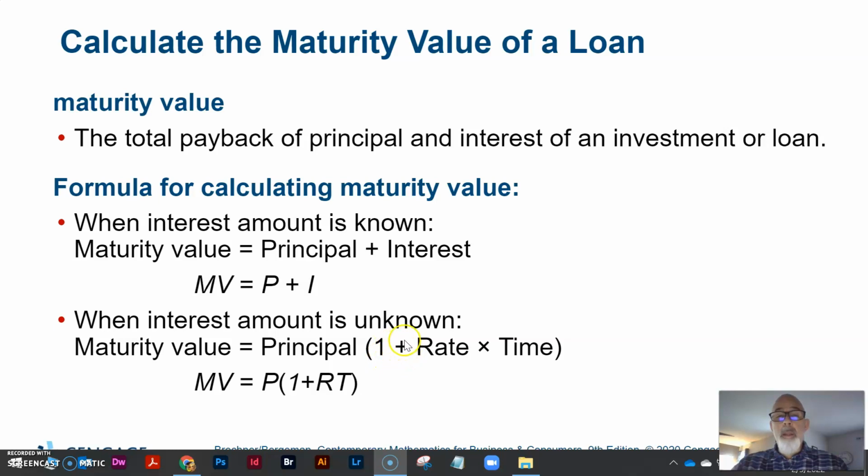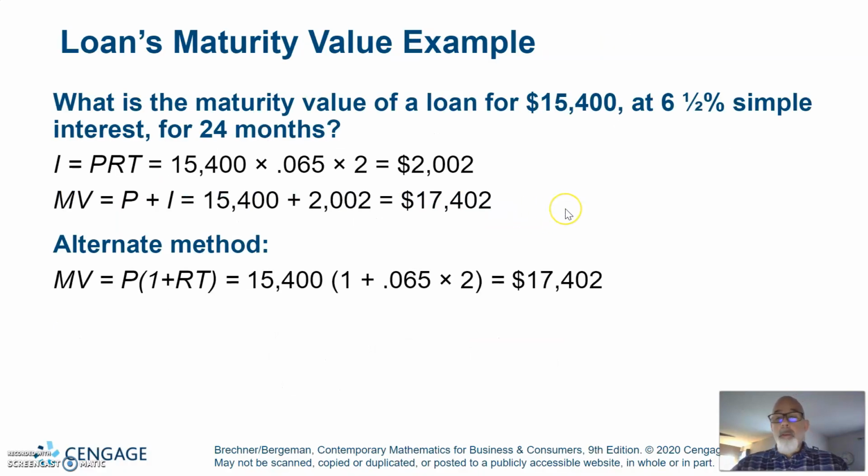Because we are dealing with 1 plus, we need to worry about order of operations here. So we're going to have to take the rate and multiply that by time first. Don't work just left to right with this, because we want to take the multiplication part first. And we'll show you some examples with this. So, moving forward here.